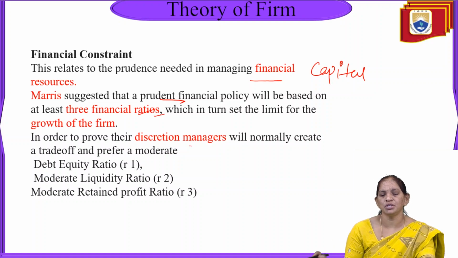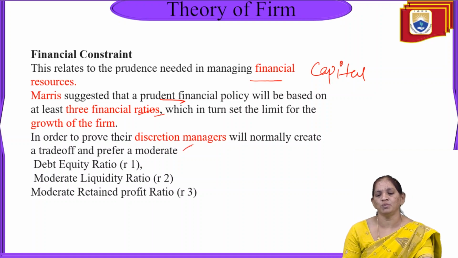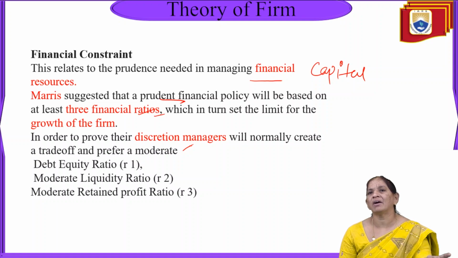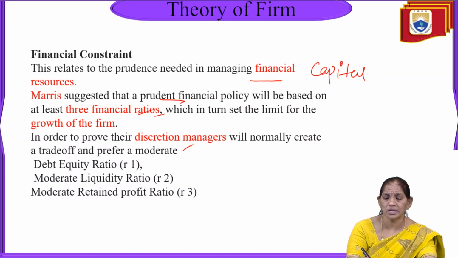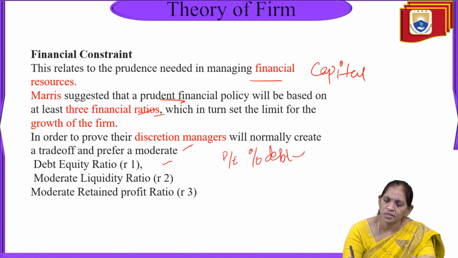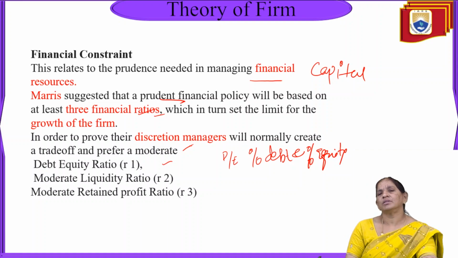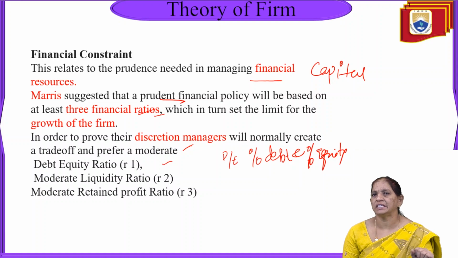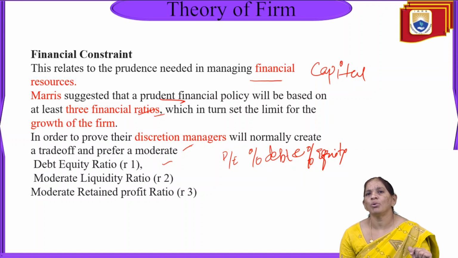So in order to prove these discretionary managers, we normally create a trade-off between a preferred moderate. Means here we have to trade off some sort of financial abilities. So the financial ratios like debt equity ratio, that is D by E, means what percentage of debt should be there and what percentage of equity should be there in the capital structure. So we have R1, that is ratio 1, the debt equity ratio. Here equity should be less and debt should be more.